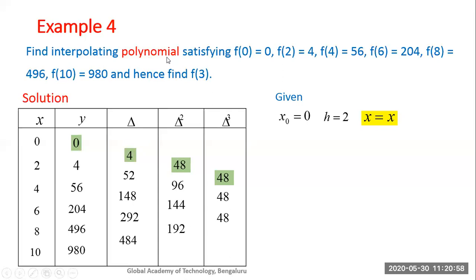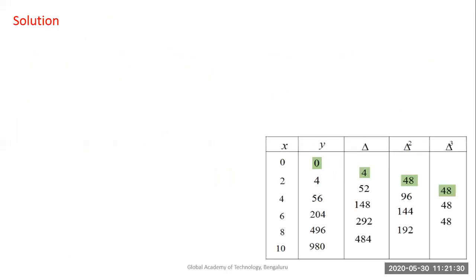So we want a polynomial here. For that, we keep x as x itself. We don't take x equal to any value. After finding the polynomial, we want f of 3, so then we take x equal to 3. Whenever you want a polynomial, retain x as x only. So p is x minus x naught by h, because we are going to apply the forward interpolation formula. x is as it is, x naught is 0, h is 2. So we get p as x divided by 2.